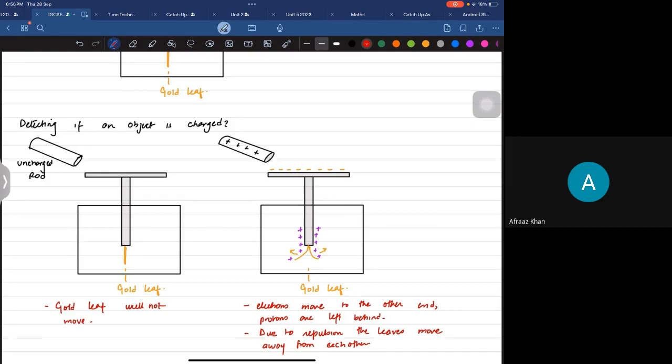But sir, what's happening on the brass stand and rod in the second picture? Basically, the electrons are moving from the very bottom upwards. They leave the protons behind, which repel each other. That's why the leaf which can move is repelled. Understood? Oh, okay. Okay.